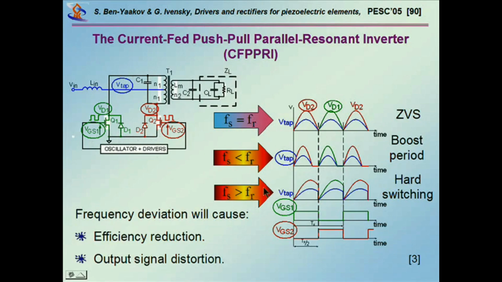And the other case is in which the switching is larger, and then actually the resonant doesn't finish and you start the commutation again. These two will cause very high losses, and you would like to work at this point.